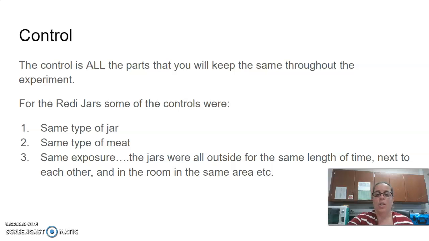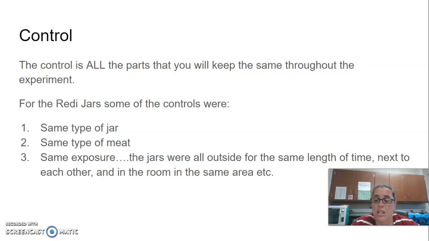All of those are things that would be considered a control. Okay, all those things that we are controlling and keeping the same. We made sure all of the jars, and I'm looking at my stinky jars, had the same exposure. So we took them out at the same time. Both my jars and Miss Anderson's jars went out at the same time. They spent the same amount of time outside, so the same time of day, the same amount of exposure outside. We brought them in at the same time of day. They were in the same area outside, so we made sure that all of those things were in our control.